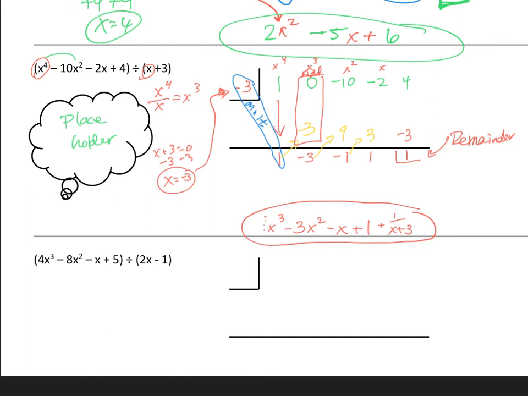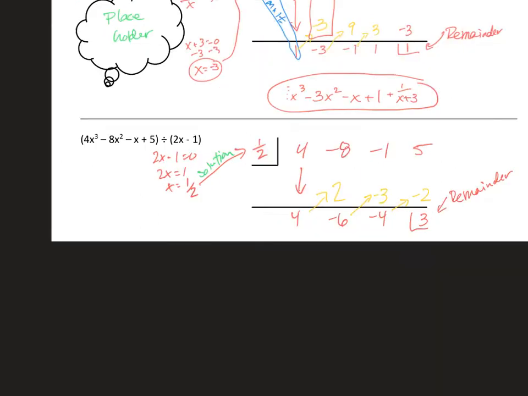All right, for the last one, I want you guys to pause the video, try it yourself, and then obviously when you get done, play the video and see if you have the right answer. All right, I'm assuming all of you got to this point, which is awesome, right? We had 4, -6, and -4 as coefficients, and then 3 as the remainder.